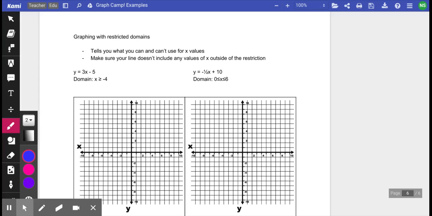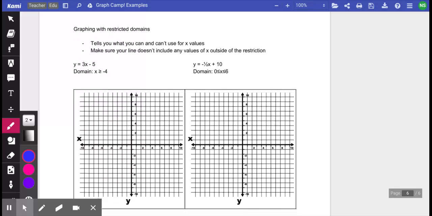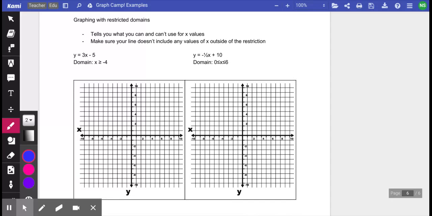All right, and the last thing we did with graphs was graphing with restricted domains. And all this means is that you're being told what you can and can't use for x values. And when you make your line, you just want to make sure that you haven't included any values of x outside of the restriction. So the easiest way to do these are with function tables.